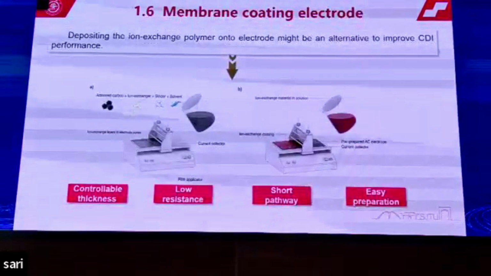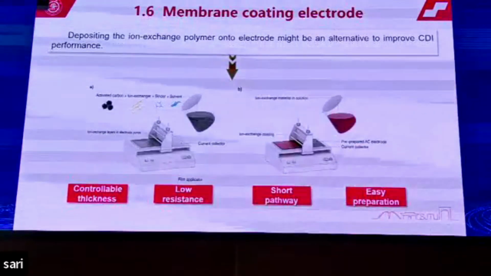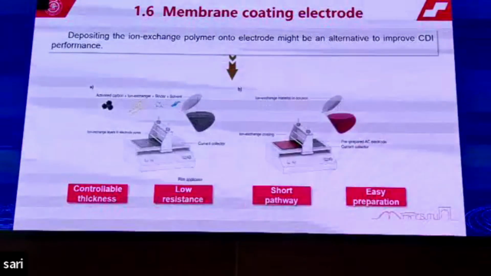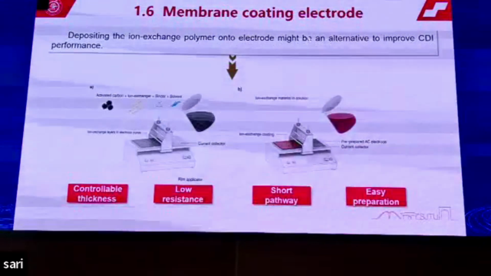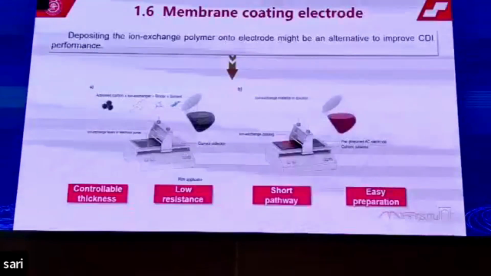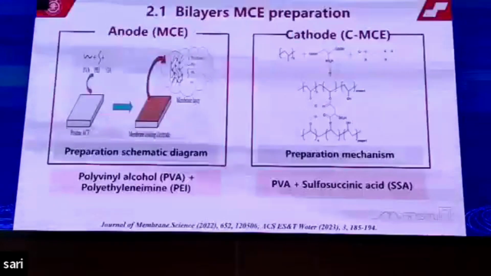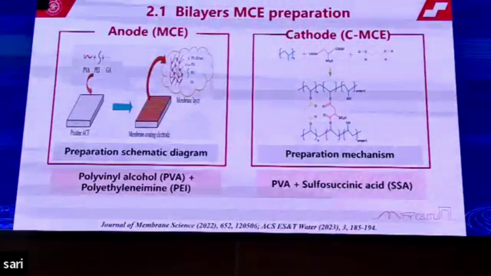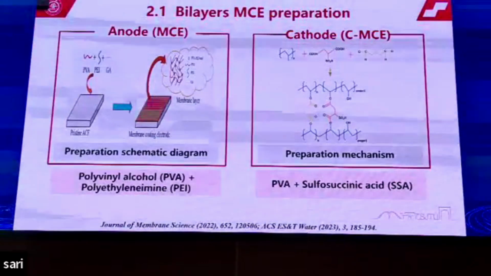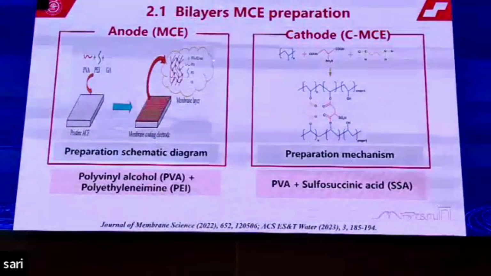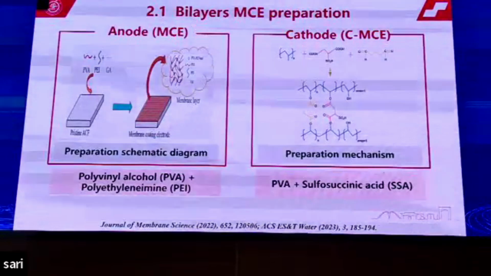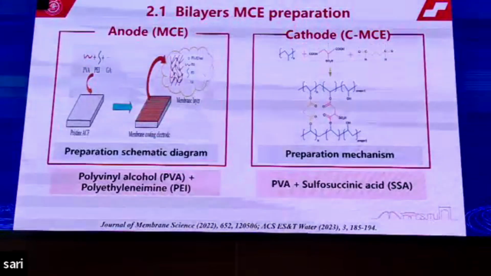So, inspired by this, we want to use a membrane coating method. We just use a polymer to coat the electrode, and we want to achieve two goals. To achieve this, we first use the two-line MCE. In this process, we mainly add a positive-group polymer on the anode to form an AMCE, while on the cathode side, we add some negative groups to form a CMCE.